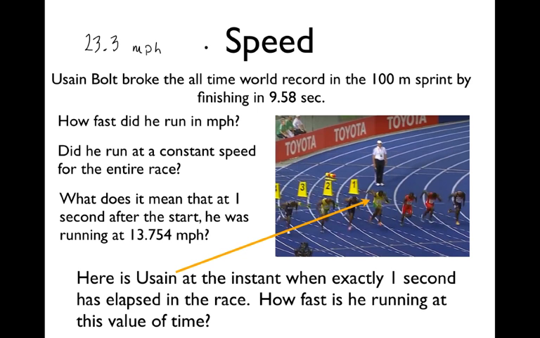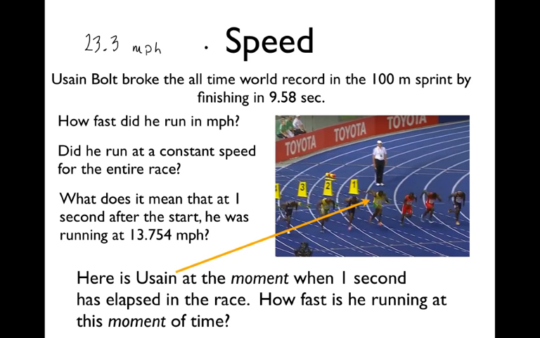So here's Usain at exactly 1 second that's elapsed in the race. How fast is he running at exactly 1 second? No, he's not running because we've frozen time. He's not moving at all. Okay. I think he's onto something. Is he moving? No, it's exactly right. If you say at the instant or at exactly 1 second, you freeze time and he's not moving at all. So technically at exactly 1 second, he's going 0 miles per hour. You see that? He's not moving. You're seeing it right there.